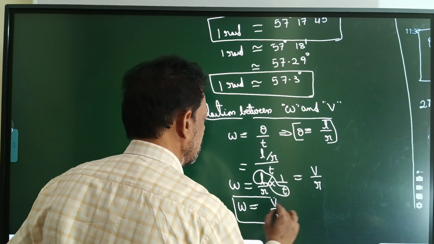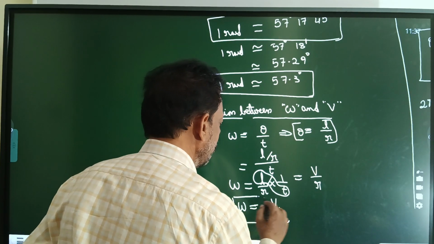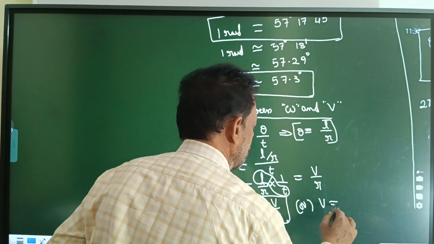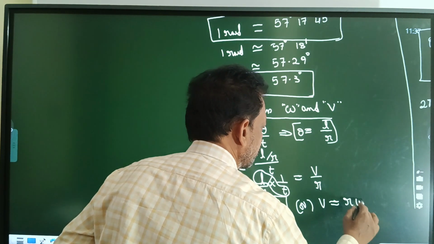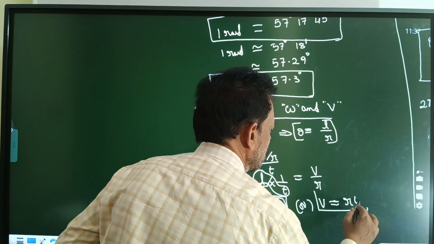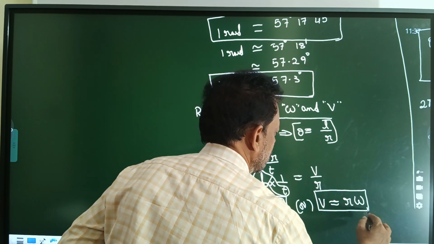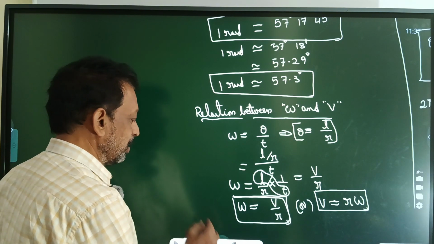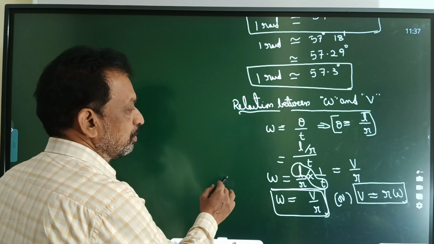Put in a box: V is equal to R omega. This is the most important and useful relation for this one. Okay, V is equal to R omega. Well and good.